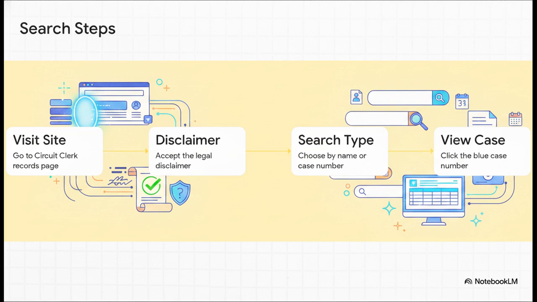Third, pick how you want to search. You can use a person's name, the exact case number, or even just a filing date. And finally, step 4. When your results pop up, just click on the blue highlighted case number. Boom! That's the whole shebang. It's 100% free, and you don't even have to make an account or log in to do this.